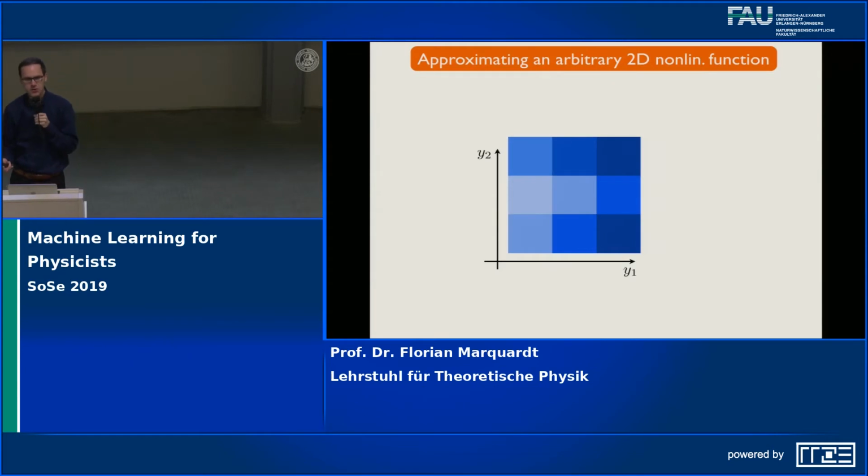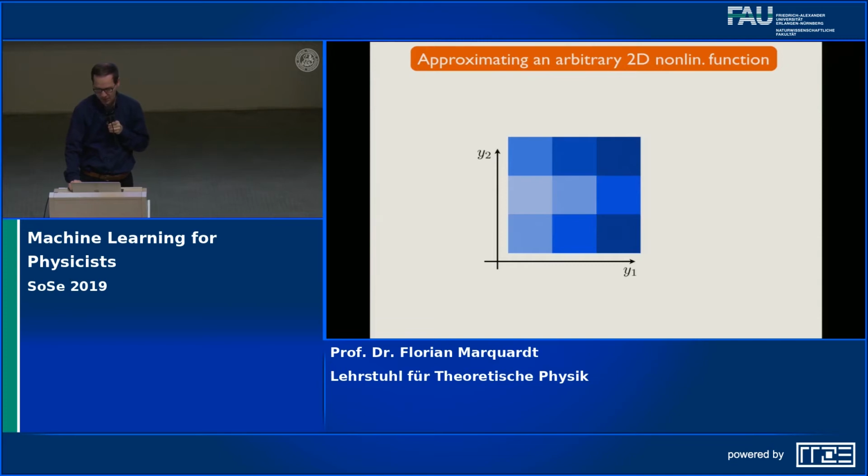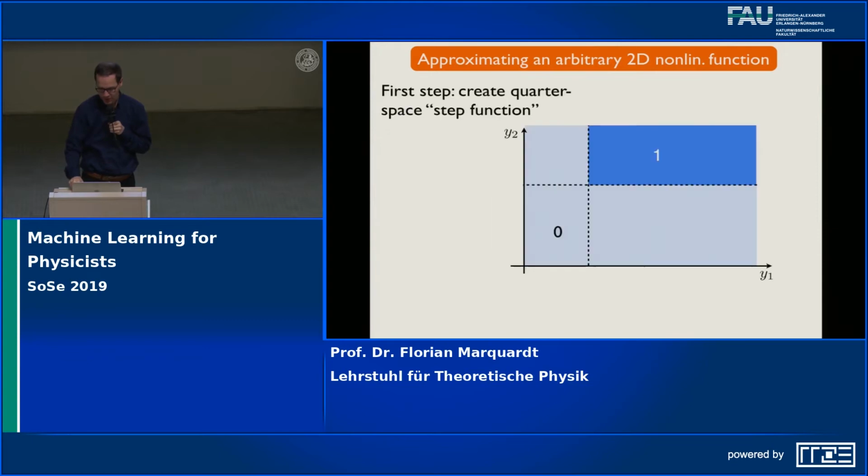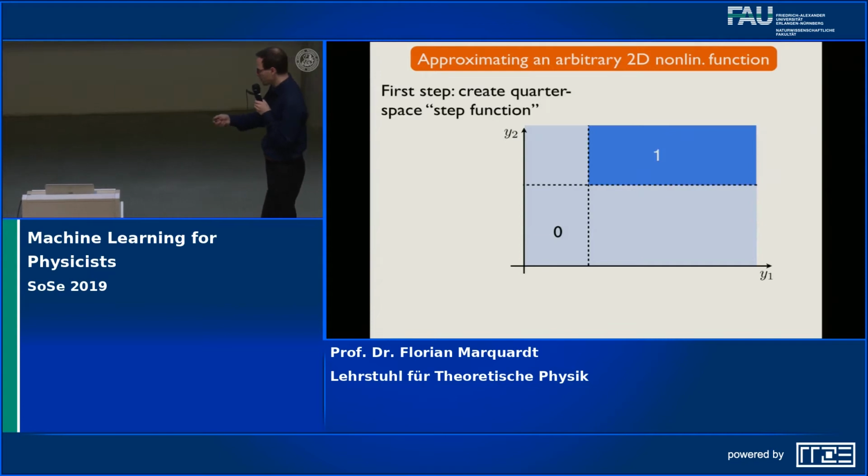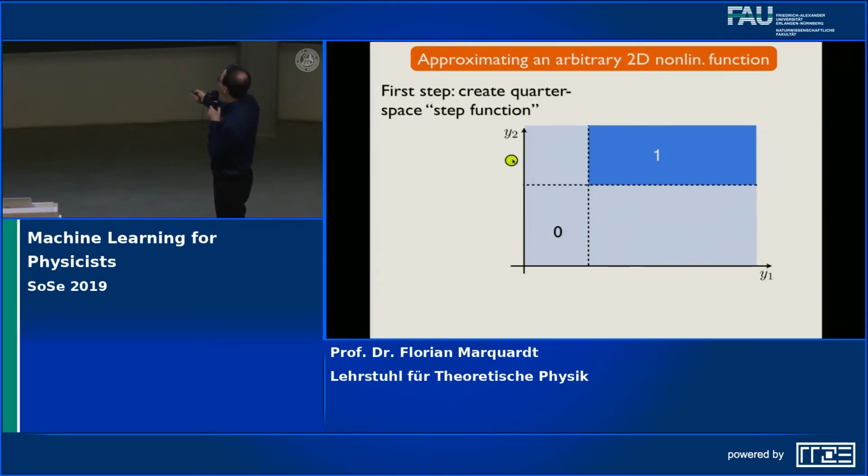The question is how to do this in two dimensions. And there are various ways of doing it. The simplest way is to try again to extend our concept of the step functions. So for example, what you can try, and this is kind of a homework problem, is to generate in the plane a function that has this appearance. So it would be one in this full quarter plane to the upper right and zero everywhere else. And the question is, how do you do this? And so I give you one construction that does this.